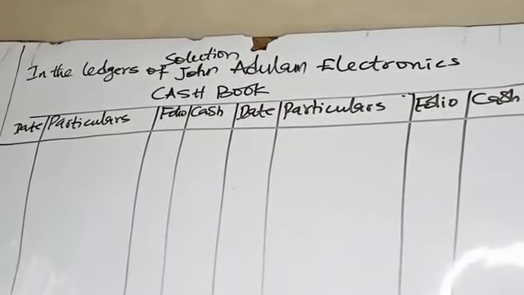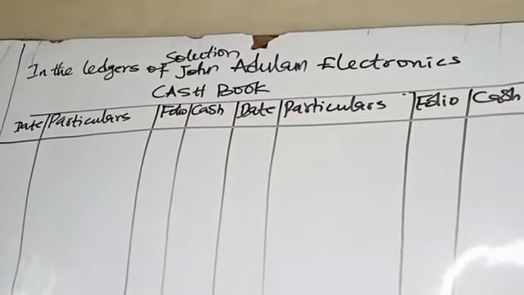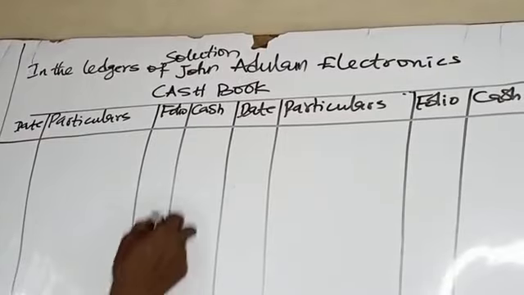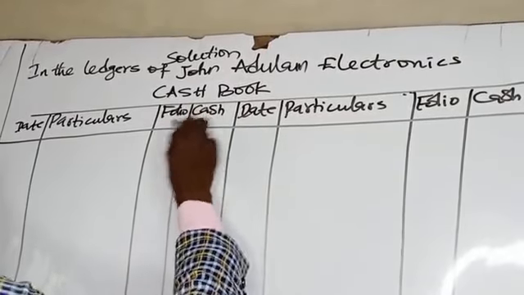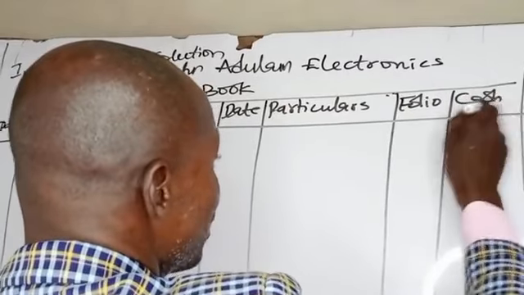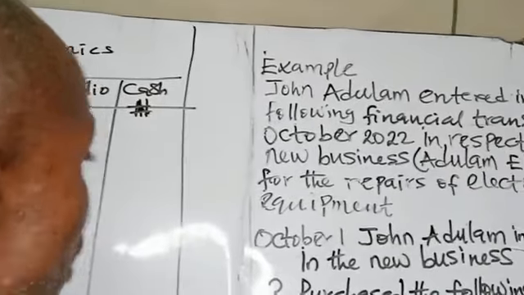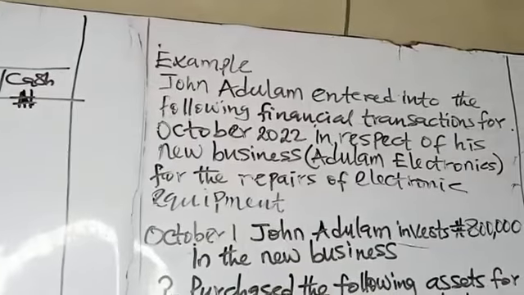I've told you may either put cash or you put amount. The reason for keeping a single column cash book is because all the transactions are in cash. They are transacted by cash. So that is why we only put cash, no bank. There is no transactions that take place by check. Now back to the question.